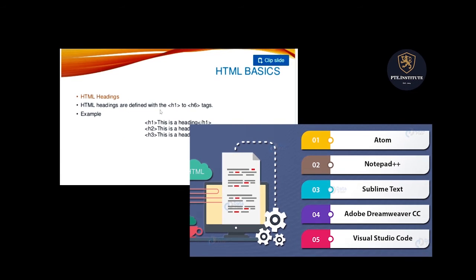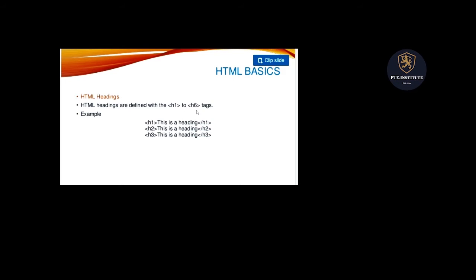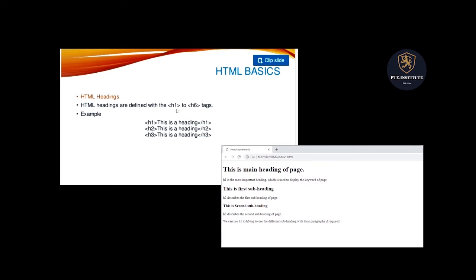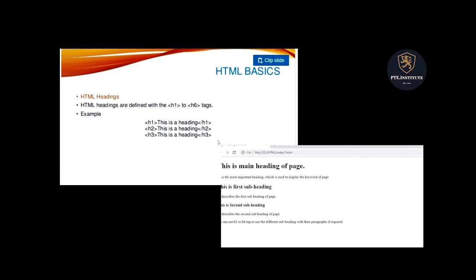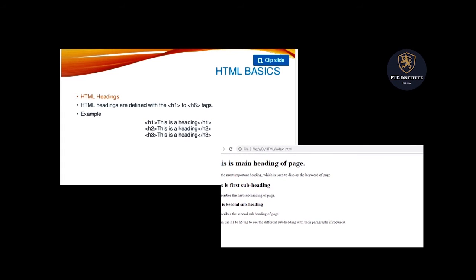HTML headings are defined with H1 to H6. Just like in MS Office, we select a bigger heading, a smaller one, and so on. Here the text is written the same, but when the browser, for example Chrome or Internet Explorer, processes our HTML file, it will display the text bigger, then smaller, and smaller than that.